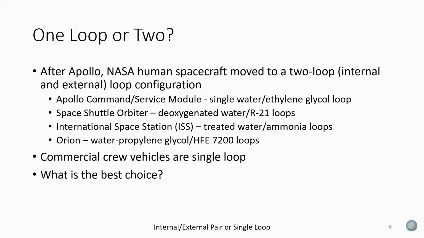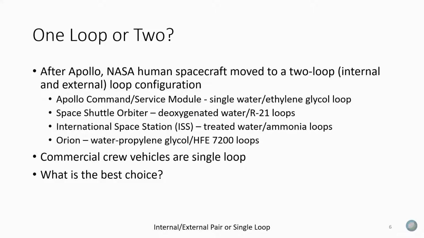On Orion, we reacted to the issues we had on space station where we were always worried about freezing the water loop. And so inside in the internal loop, they went to water propylene glycol and dropped the freezing point by 10 or 15 degrees. And then outside, they used HFE-7200, which is actually kind of a Freon 21 analog. It's a fluid that's a lot like a Freon. But of course, Freon 21 is an ozone depleter, and it's not available anymore. And so that's what they're using on Orion.